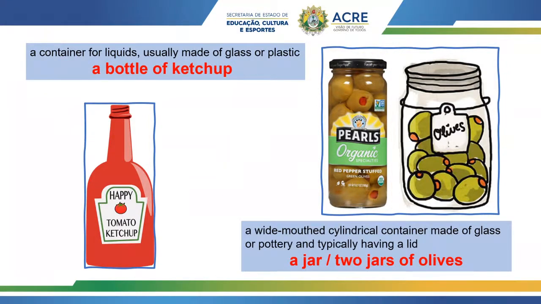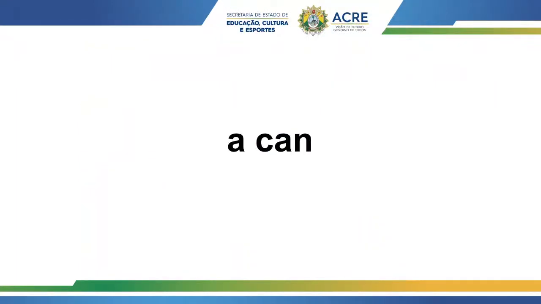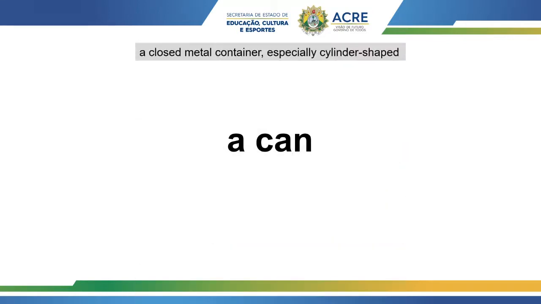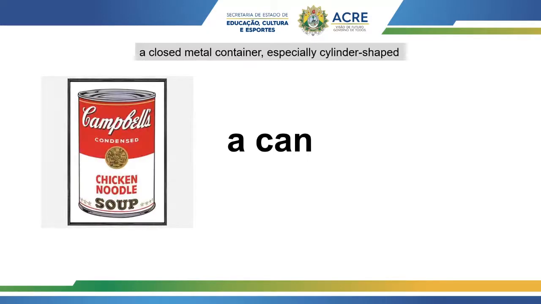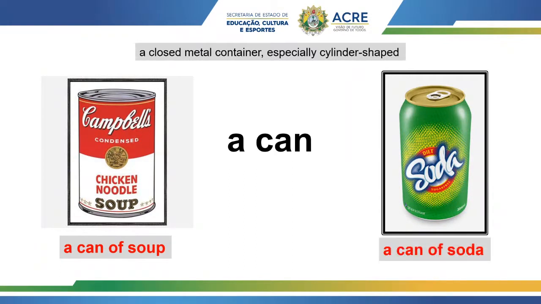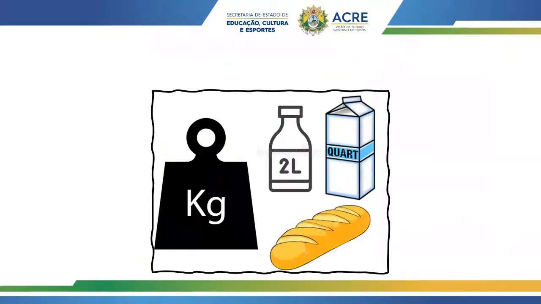A jar. A wide-mouthed cylindrical container made of glass or pottery and typically having a lid. In singular, a jar. In plural, jars. In this picture, we can see 2 jars of olives. A can. A can is a closed metal container, especially cylinder-shaped. A can of soup. A can of soda. We can see 2 cans.